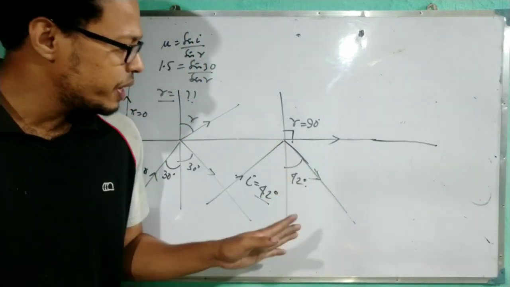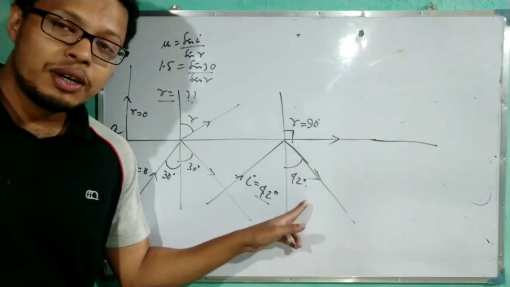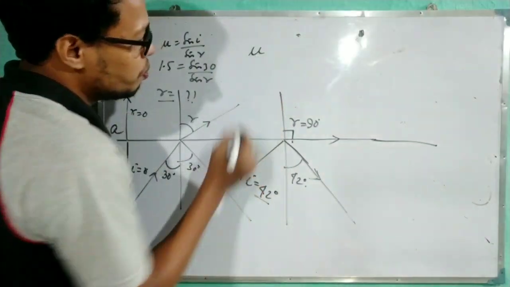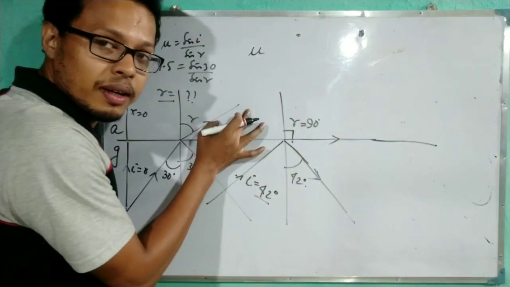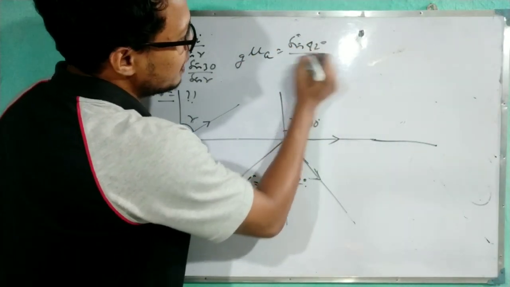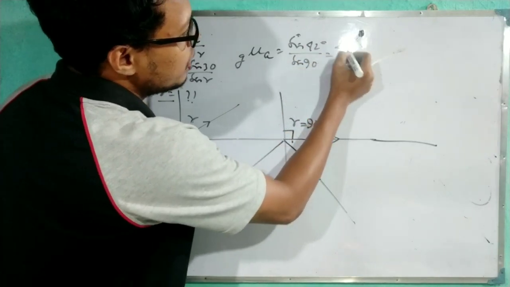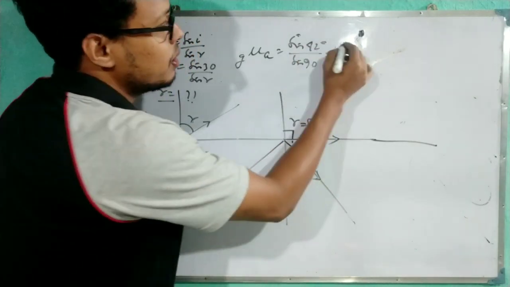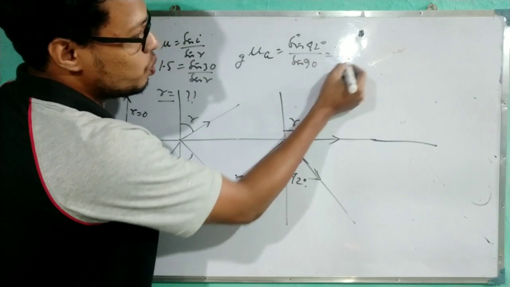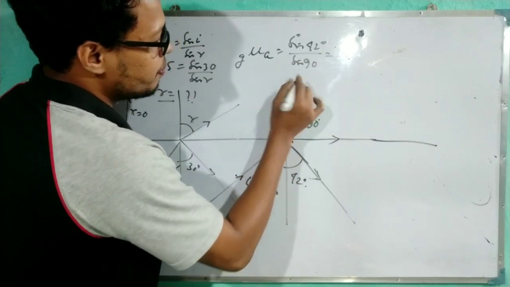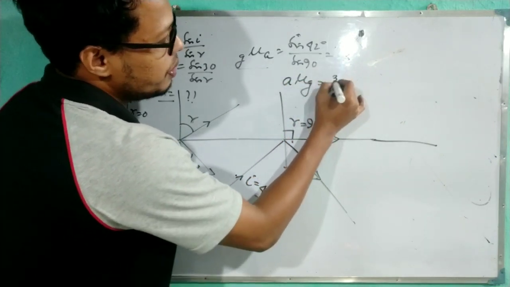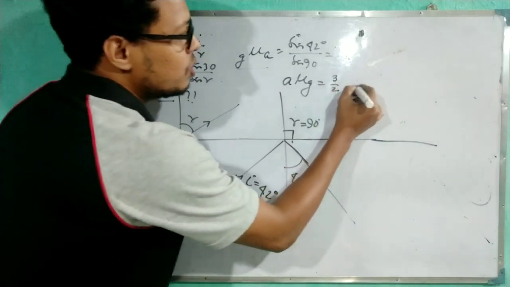See, one thing I can say from here. From here also we can easily find out the refractive index of glass. See how? Here the ray is going from glass to air. So G mu A equals sine I, sine 42 divided by sine 90. See, sine 90 means 1. Sine 42 is 2 by 3, I told. So G mu A is 2 by 3. So what will be A mu G? A mu G will be 3 by 2. 3 by 2 means this is 1.5.